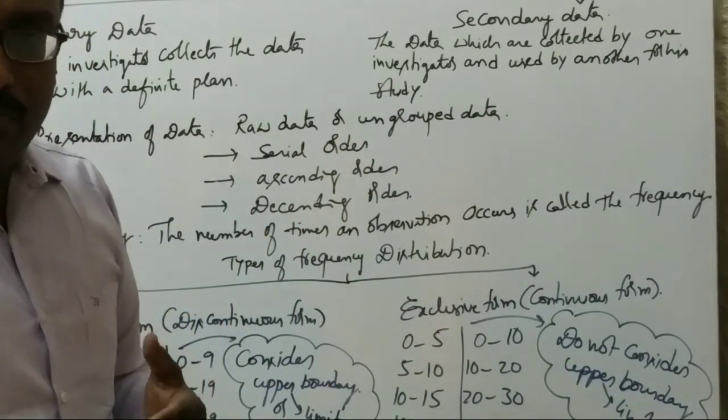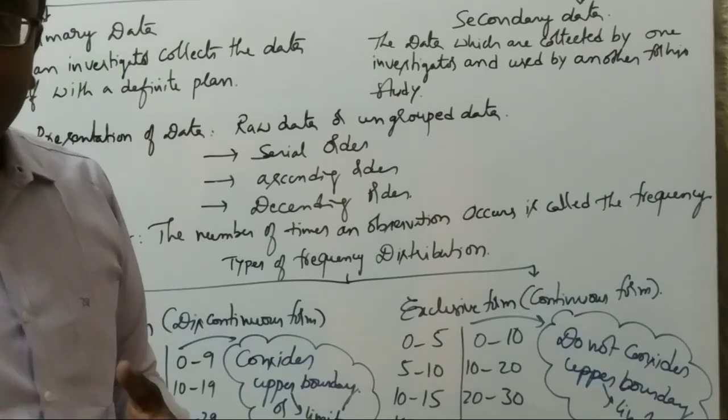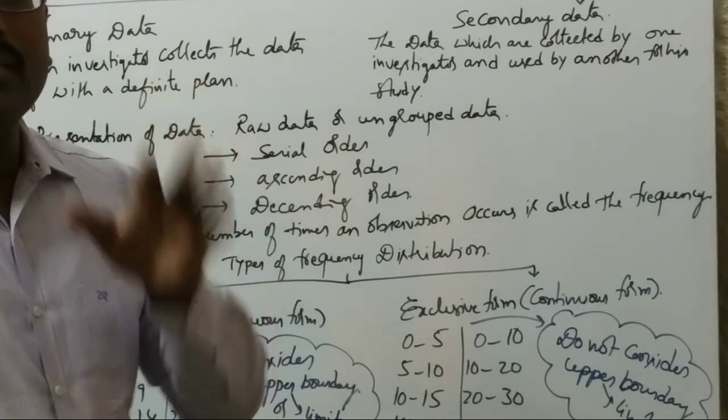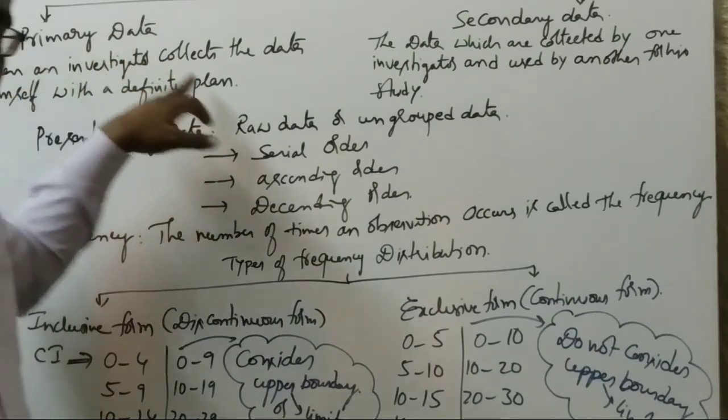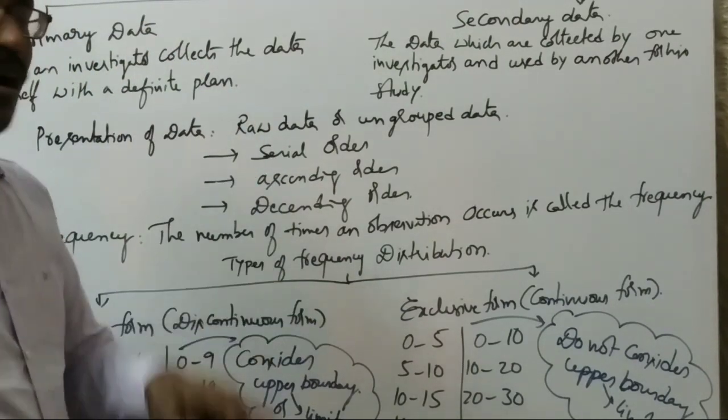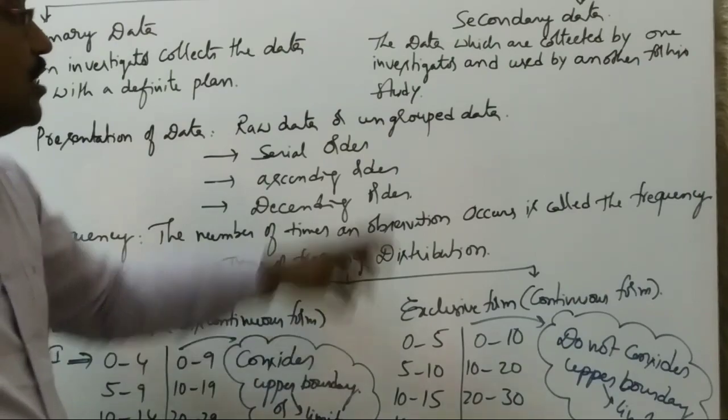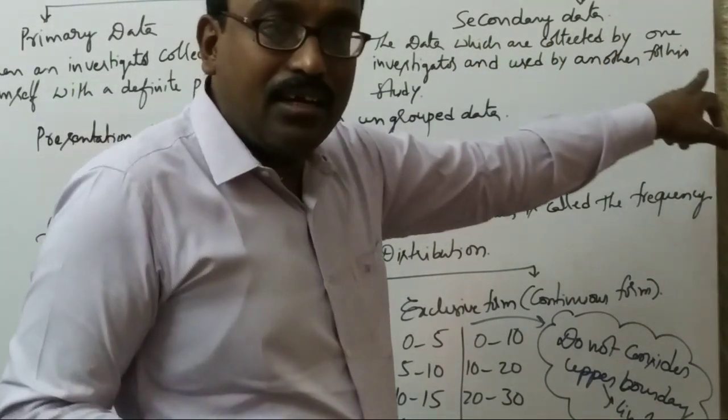Did you personally go there and check? No. This is not your personal investigation, so it is not the primary data. Some media is counting there and telling you, and you are using that. So that is called the secondary data.